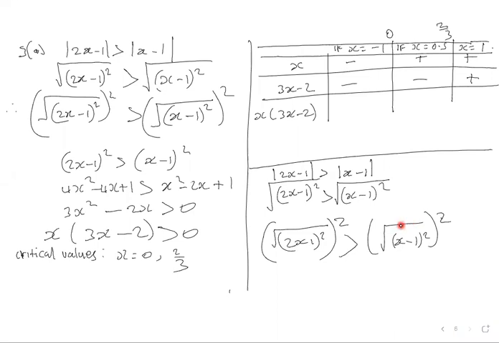So this square and the square root goes, we remain with 2x minus 1, then square greater than, then equally the other side, we have square and square root will go, and so we remain with x minus 1 squared. So that's how we arrived at this stage. Okay.